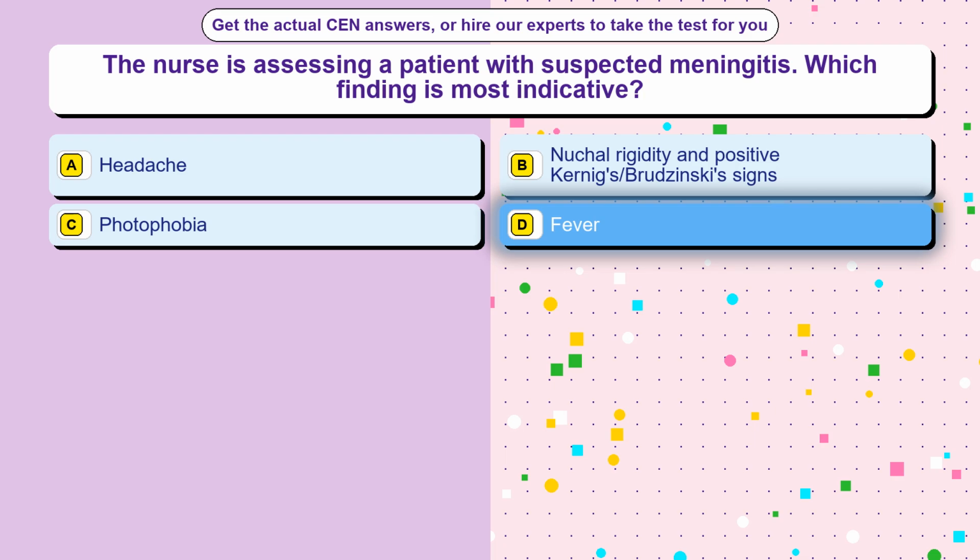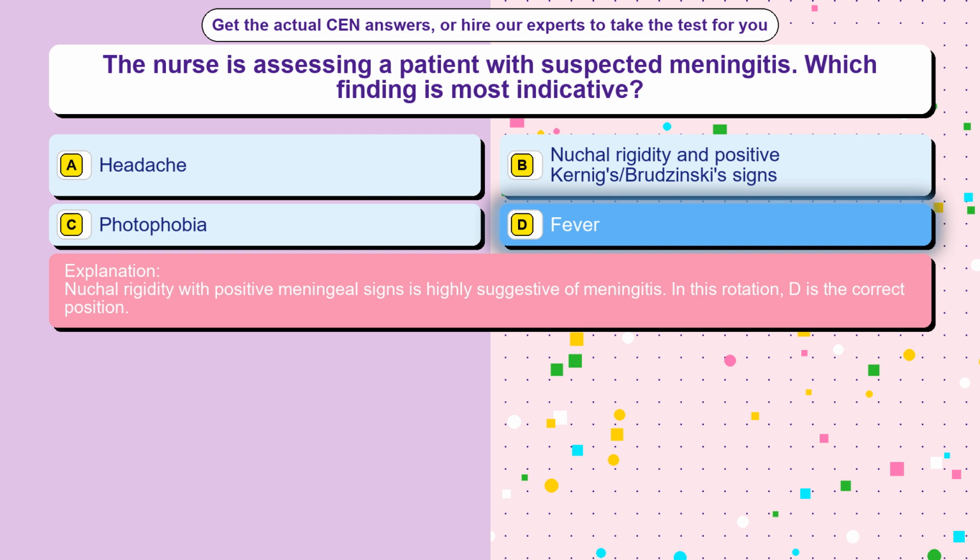The correct answer is option D. Fever. Nuchal rigidity with positive meningeal signs is highly suggestive of meningitis. In this rotation, D is the correct position.